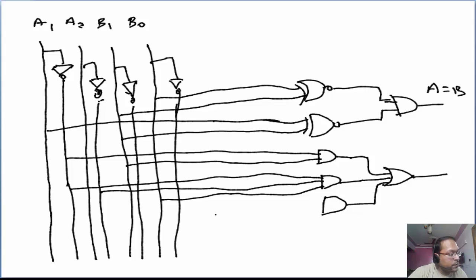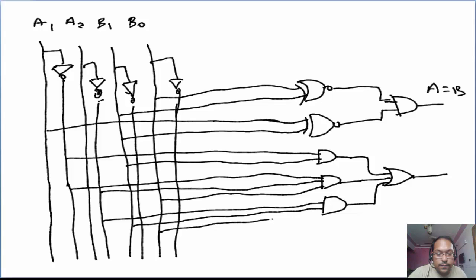Then finally A0 bar, B1 and B0. Here it is B1 and here it is B0. So this output is basically representing A less than B.